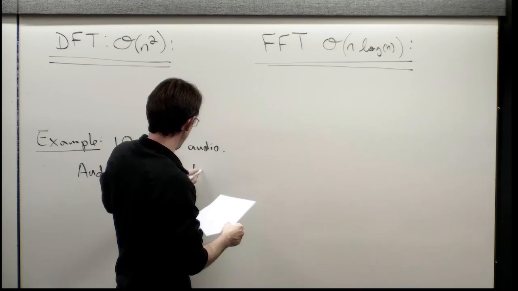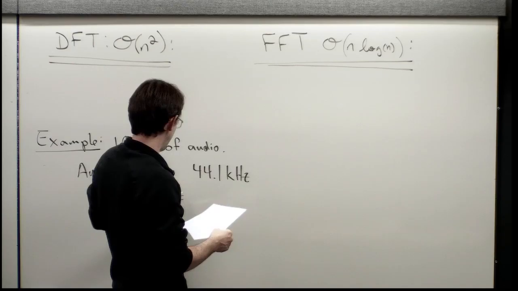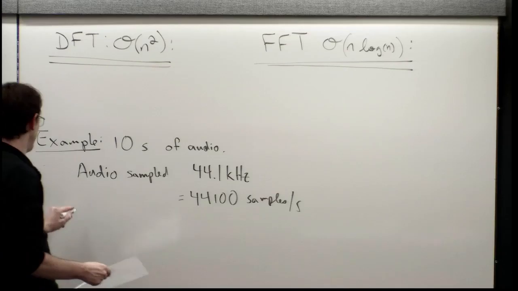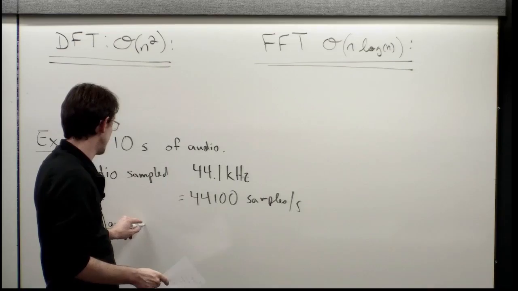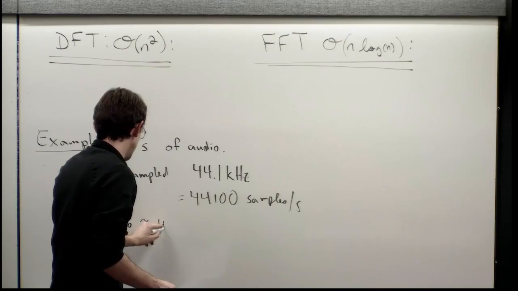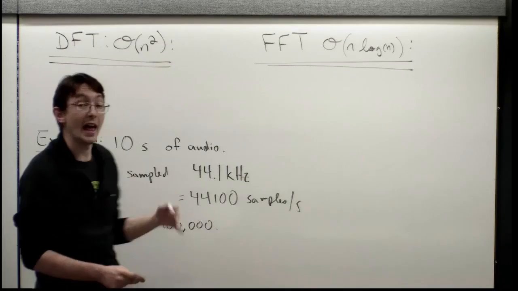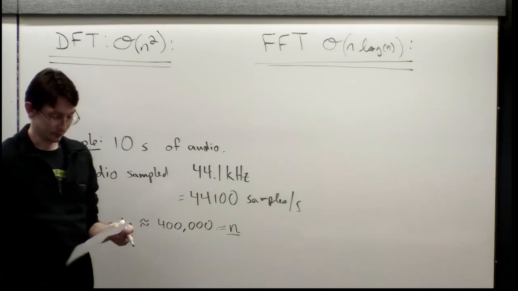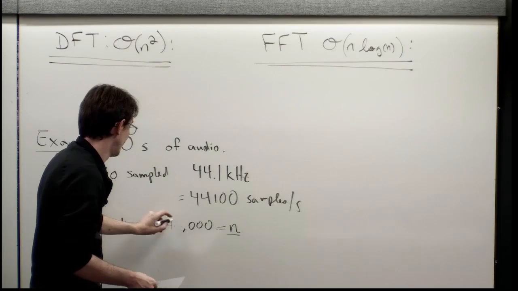Audio is sampled at 44.1 kilohertz, which means that's 44,100 samples per second. Okay, so 10 seconds of audio is about 400,000 samples. That's a lot of samples, okay? And that's n. This is equal to n. That's our number of samples. Okay, so what is n squared? It's actually a little bit more, it's just like 440,000. I mean, might as well do it exactly. This is how many samples we have.